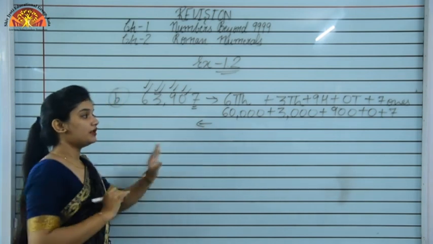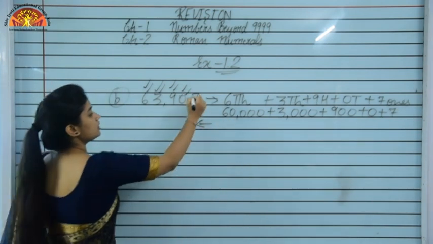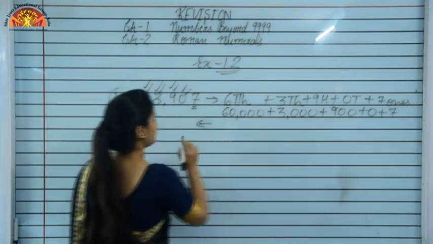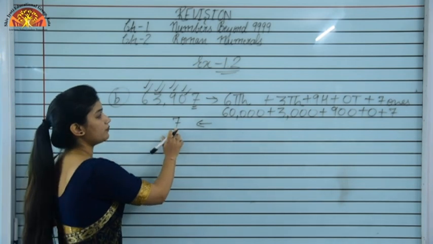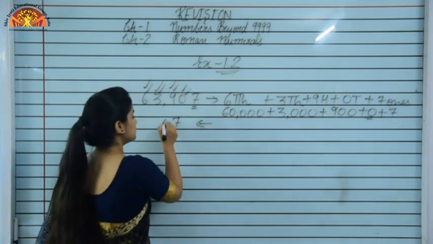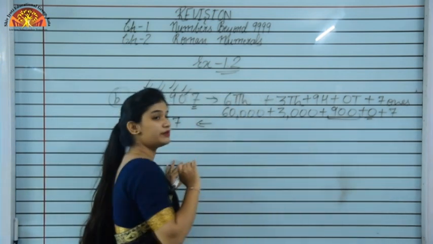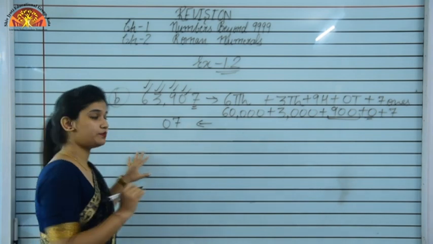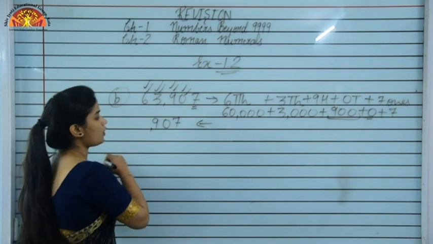Understood? Now expanded form to standard form, how can we convert? First of all 7. After 7 we cannot see any digit, so 7 will come at ones place. Then the next is 0. 0 will come here. Then we'll see 900. It means 9 is coming at hundreds place. So I have written 9 here. It is coming at hundreds place, comma.